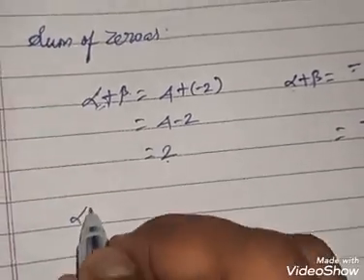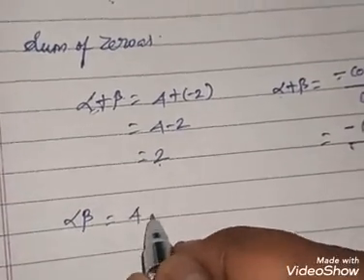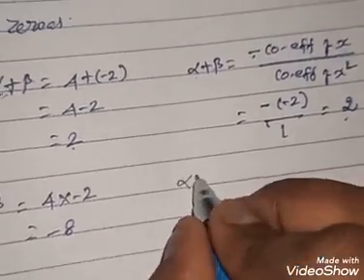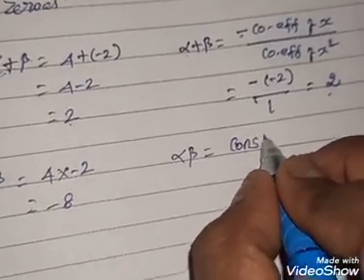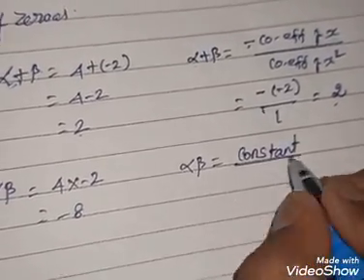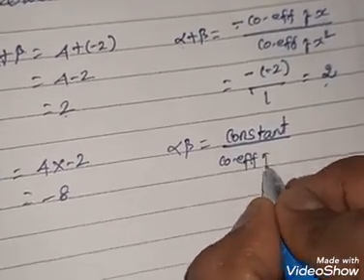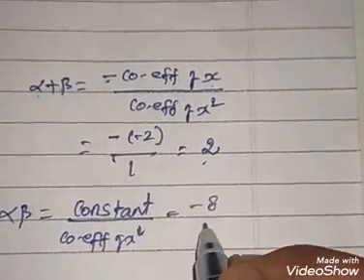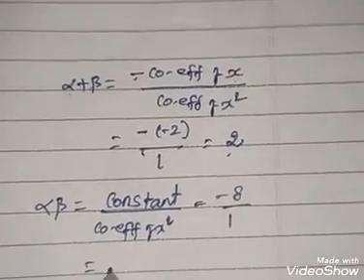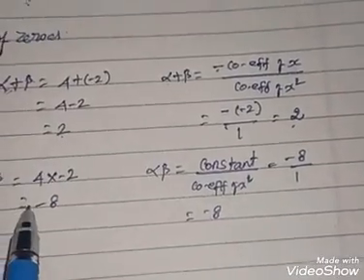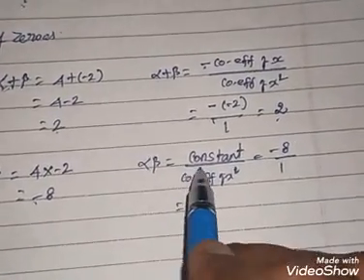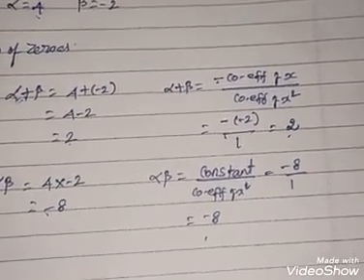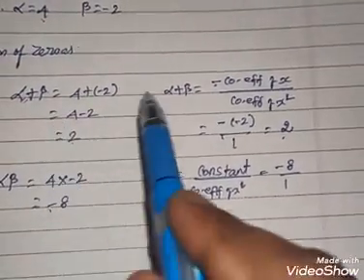In the same way, the product alpha beta is equal to 4 into minus 2, so you get minus 8. Alpha beta is equal to the constant term divided by the same denominator, that is the coefficient of x square. So the constant term is minus 8 divided by 1. What is the value? Minus 8. You can see that using the zeros you get minus 8, and by comparing the coefficients you get minus 8. In part 2 I will explain some creative questions regarding sum of zeros and product of zeros.